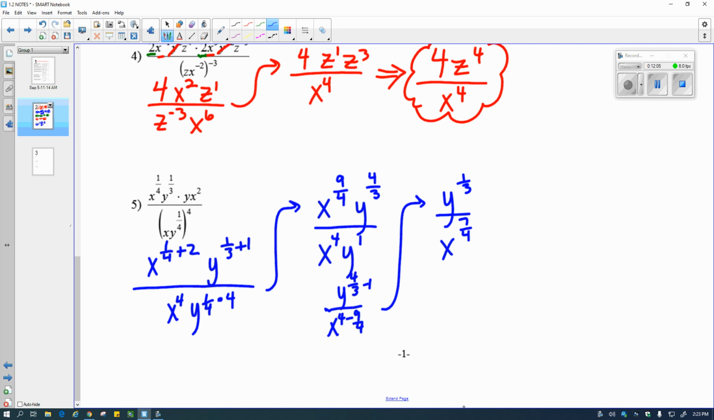Again, I'm just plugging it in your calculator, or if you know how to do the math, do the math. I did a common denominator. 16/4 minus 9/4 gave me 7/4.